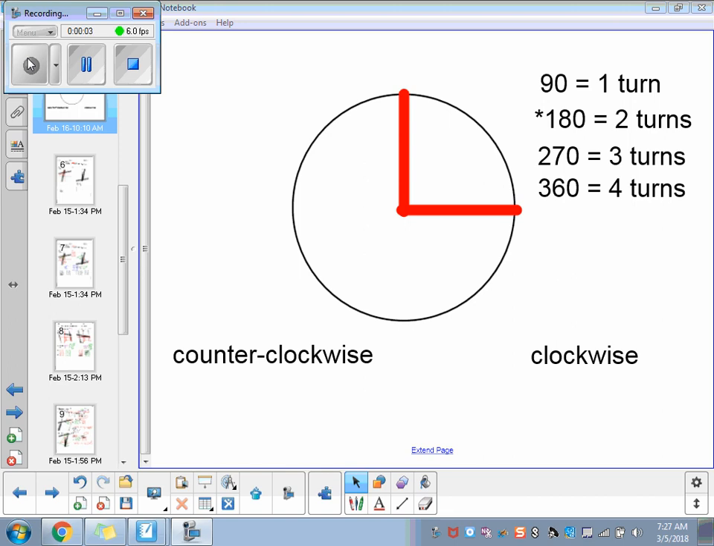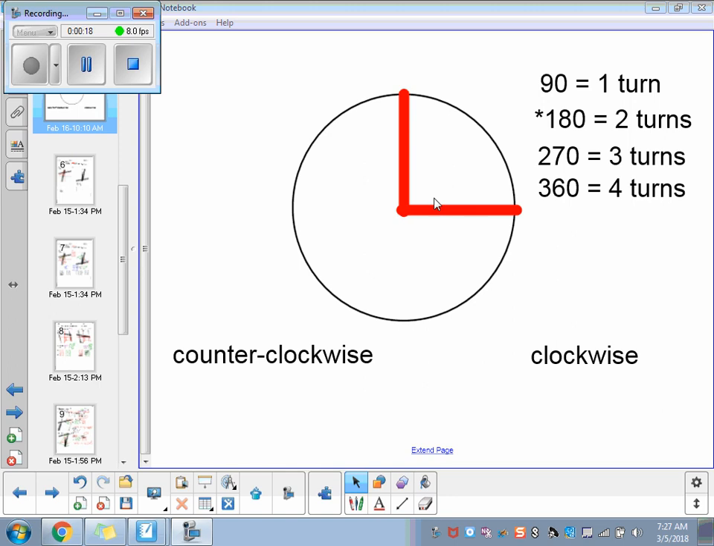So this video is meant to go along with page 5, starting with page 5 in your transformations notes. We're going to take a look at rotations on pages 5 and 6. So real quick, let's just review the different degrees and what we mean by clockwise and counterclockwise.